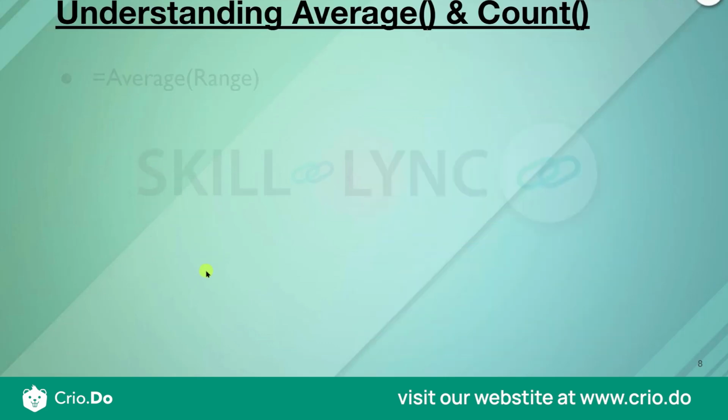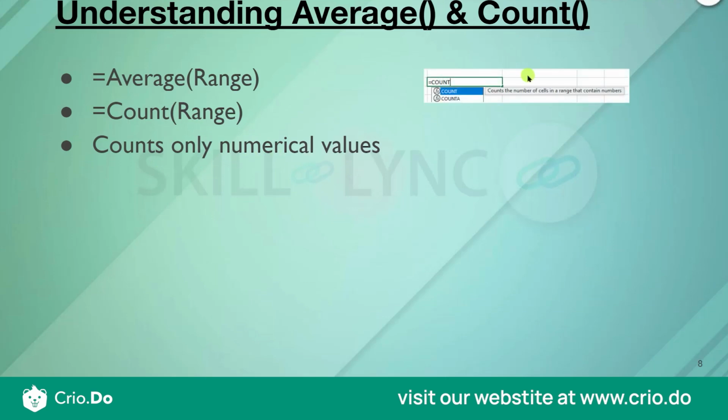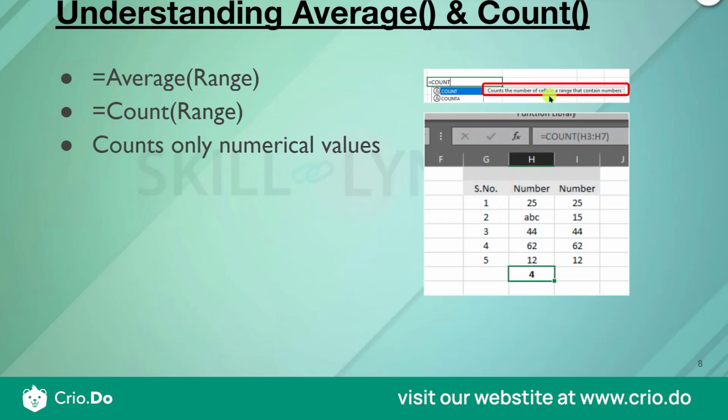Understanding the average and count functions. The next two functions are average and count. Average calculates the average, and we can do it for a range also. The count function counts only the numeric values: it counts the number of cells in a range that contain a number. Let's use that and then we will understand how it is happening.